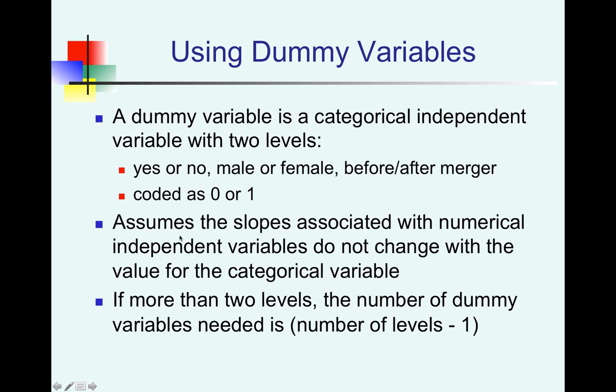This assumes that the slopes are associated with the numerical independent variable, and they don't change with the value of the categorical variable. In other words, it doesn't change the slope, but it influences the outcome.